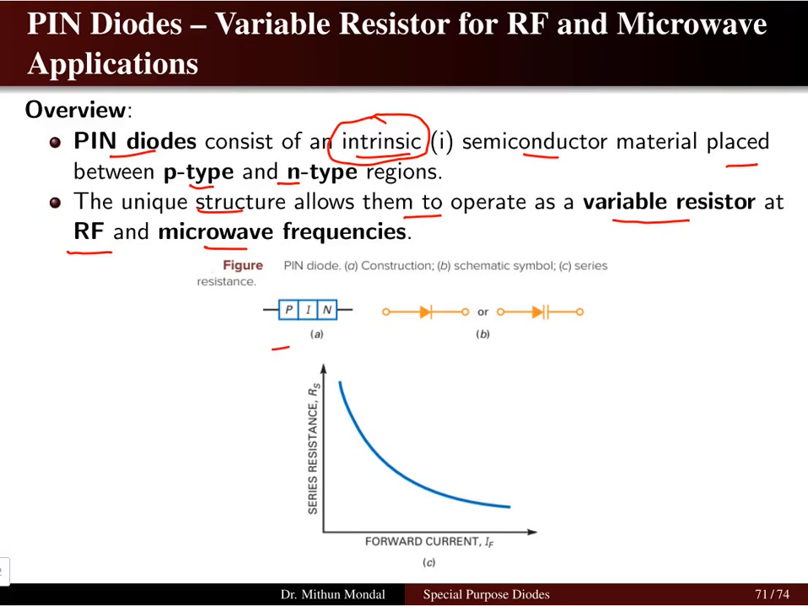As the name suggests, we have P-type semiconductor and N-type semiconductor, and here you have the intrinsic region. The diode is represented in this form, where it shows two capacitor lines or straight lines in the form of series resistance. If you see the curve with respect to forward current, when it is increased, the resistance will fall. So series resistance will fall when the forward current increases.